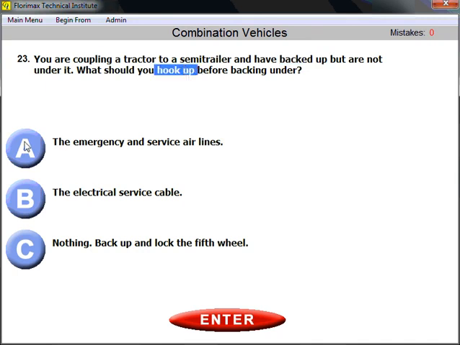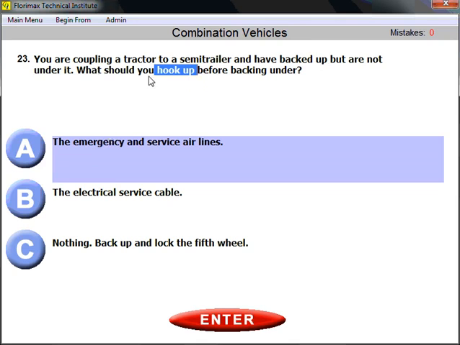Well, emergency and service air lines. Okay, that's again the whole sequence of the events. Before you completely back under the trailer, you need to hook up air lines, you need to supply air, you need to make sure the air system is fully charged, and only then you are allowed to complete the connection. So again, you read the question, you are coupling the tractor, you have backed up, but are not under it. What should you hook up before backing? Emergency and service air lines.